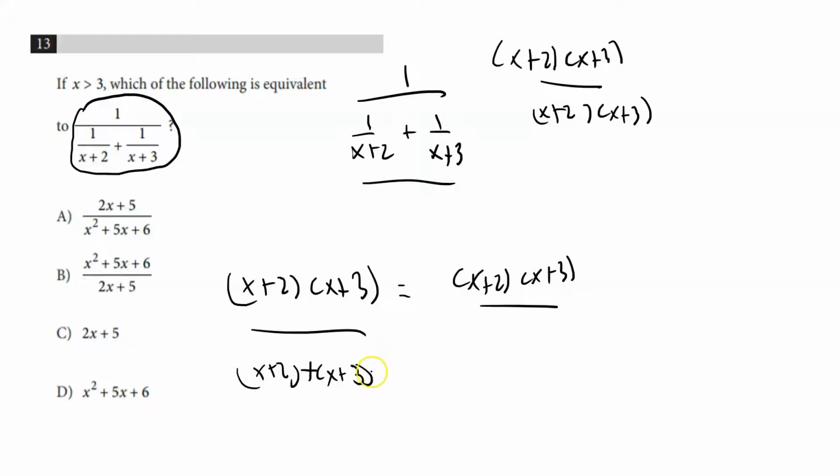X plus 2 plus x plus 3, that's pretty easy to compute. Just combine like terms, right? X plus x is 2x, 2 plus 3 is 5. So we're looking for 2x plus 5 in the denominator of our answer choice. Already cut out these because they don't have a denominator. Look at that, answer choice B is correct.